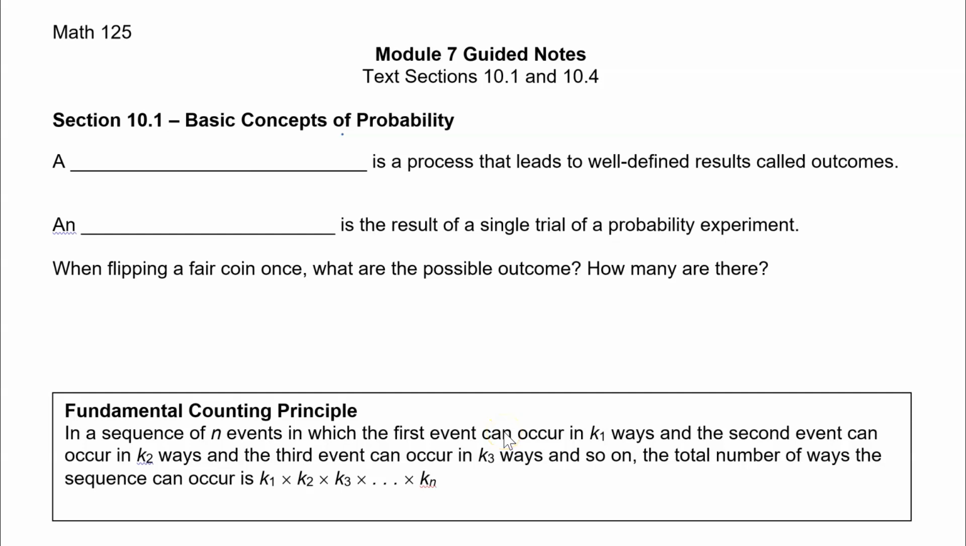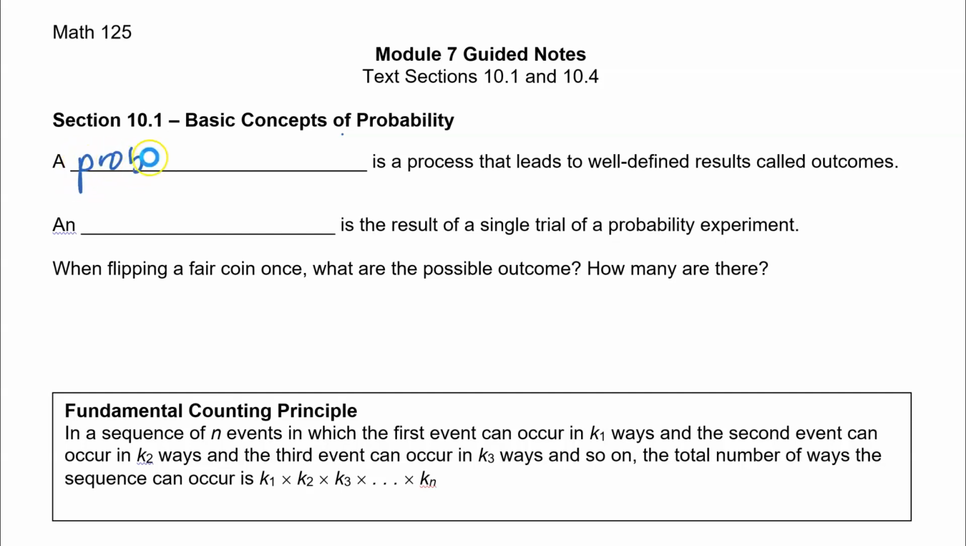Module 7 covers 10.1 and 10.4, and it's on probability, specifically just the basic concepts of probability, and then some single stage experiments. So I'm going to start just by filling in these blanks. These are the book definitions. So let's look at this and then I'll give you some more practical examples.